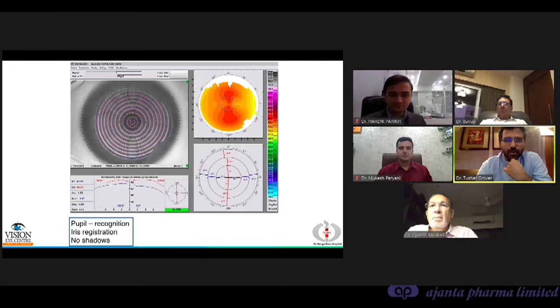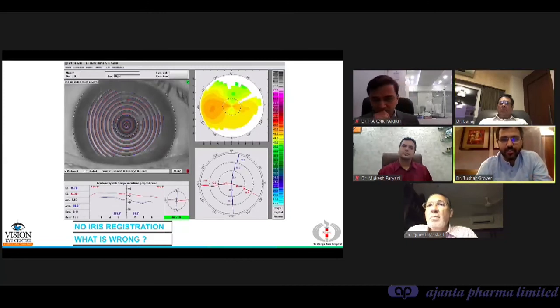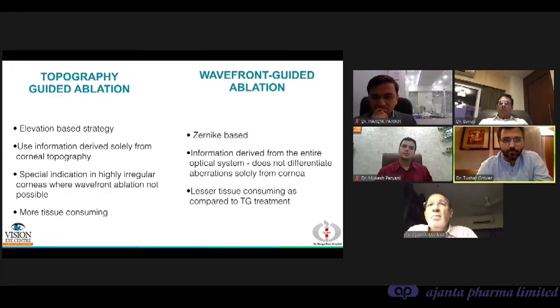But what is important here again is that you should be taking good quality scans. You should not be having reflections on the corneal surface, because wherever you're missing those Placido discs is where the topography is getting extrapolated. In this particular scan, you have good pupil recognition and iris registration. So this is a good scan. However, when you look at this one, you see that the iris registration is absent. This is the kind of scan that should be excluded, and these are not the scans you should be taking for a topography guided treatment.